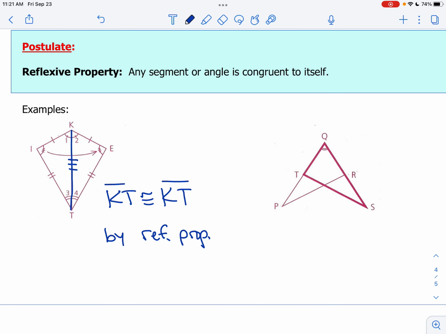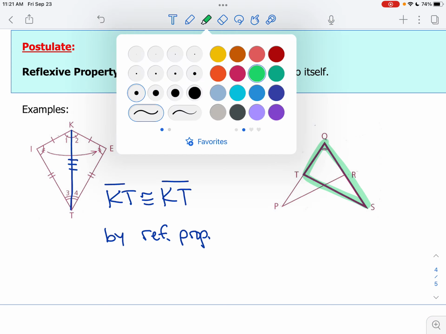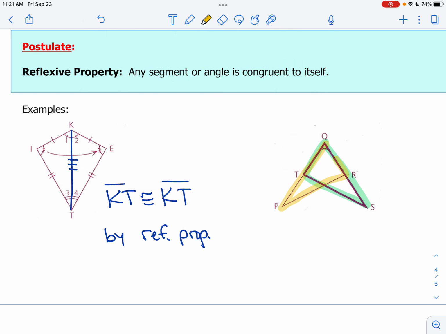What you're going to see on the next example, they made one triangle really dark for us. That was nice of them. And then there's another triangle right there that they kept light. But the whole thing that's happening here is both of those 2 triangles have angle Q. So angle Q is congruent to angle Q by the reflexive property.